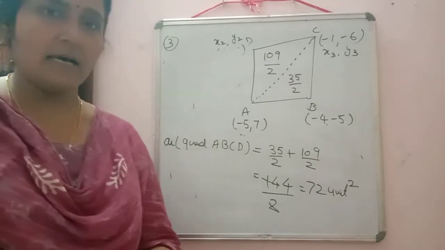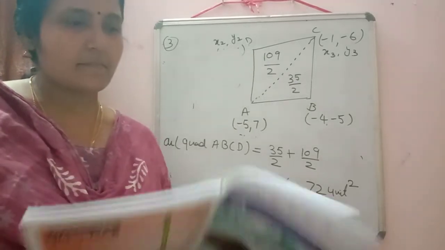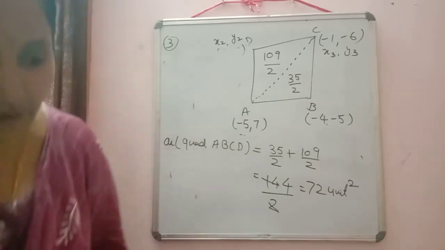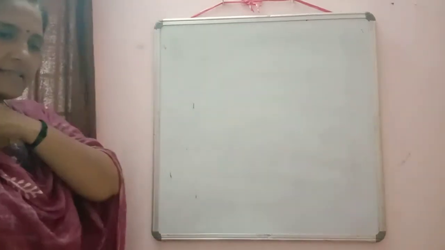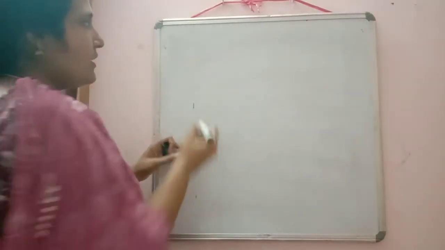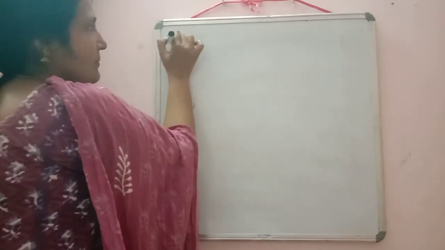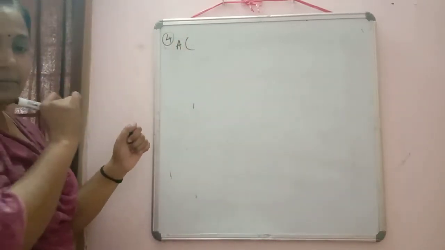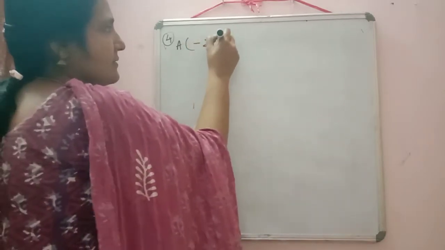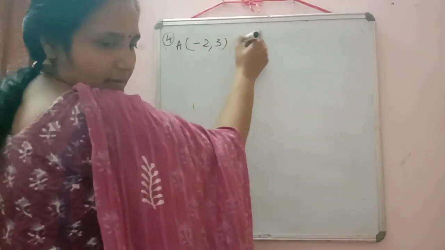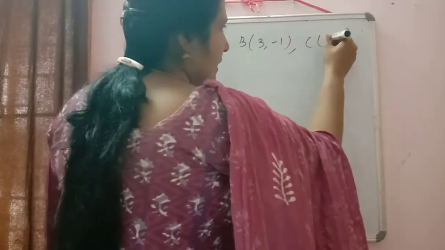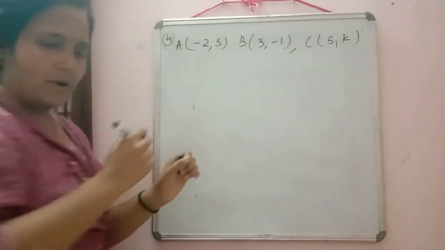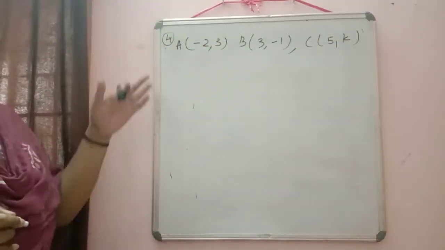Okay, now we will move to the next one. Question number 4. It was given, find K if the points are collinear. So when we discussed about area, if the points are collinear, what will happen? If the points are collinear, area of triangle will be equal to 0. A is minus 2 comma 3, B 3 comma minus 1, and C 5 comma K. These 3 points are given. And it is given the points are collinear.